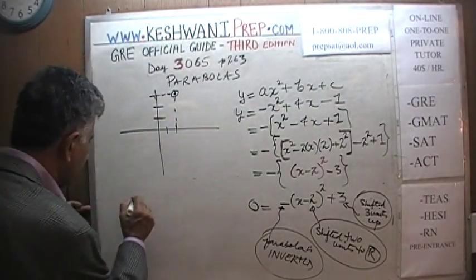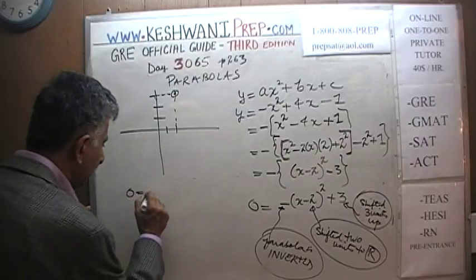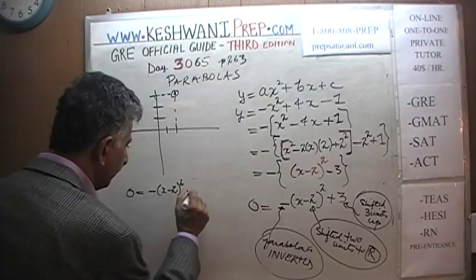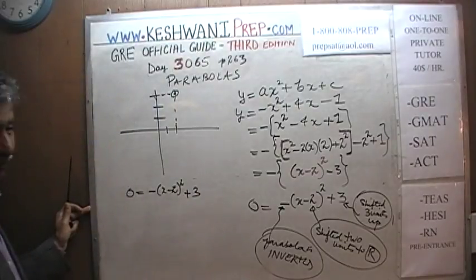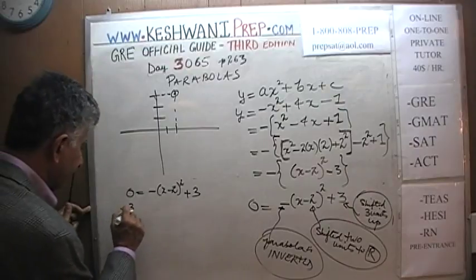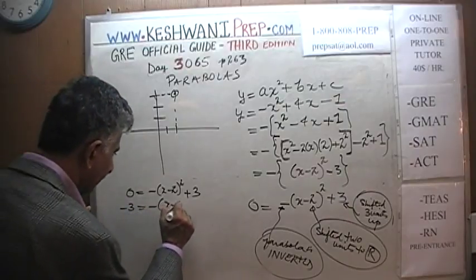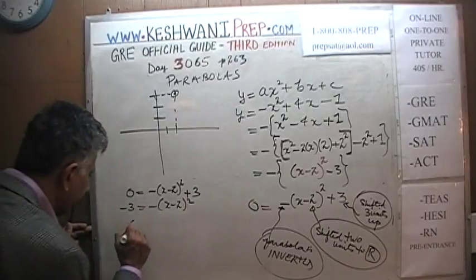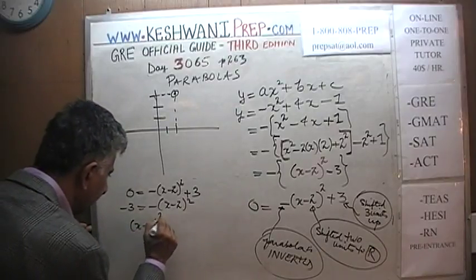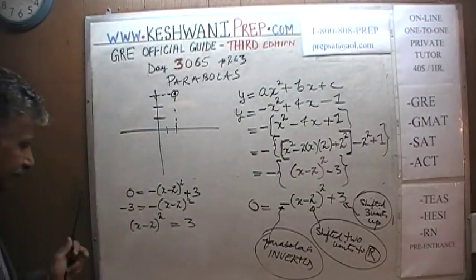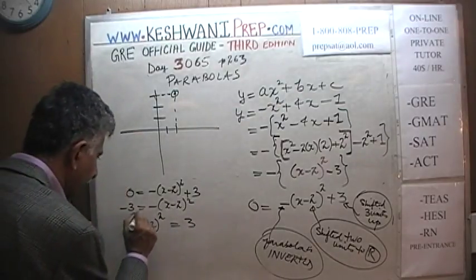So let's pick up. 0 is equal to negative x minus 2 whole squared plus 3. This is going to be nasty, I'm telling you right now. Subtract 3 from both sides. We're going to get negative 3 equals negative x minus 2 whole squared. Multiply both sides by negative 1. We're going to end up with x minus 2 whole squared equals 3. Let's take the square root of both sides.